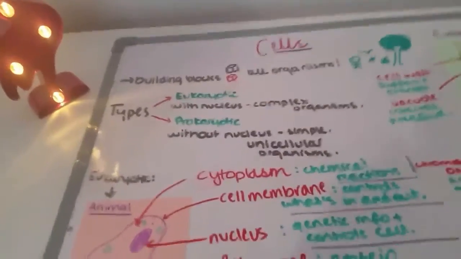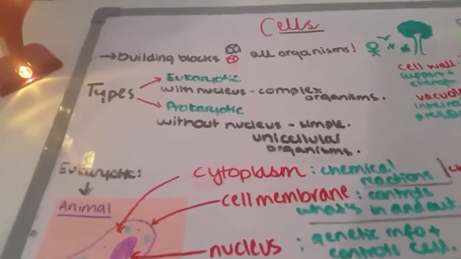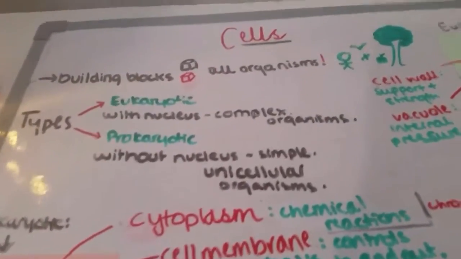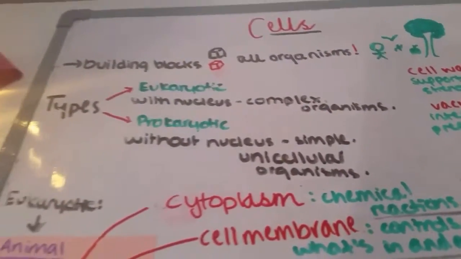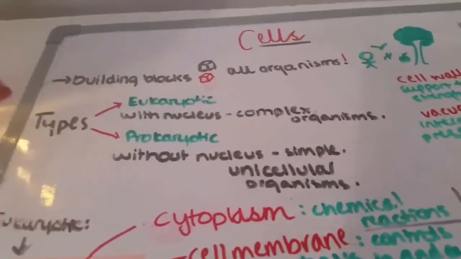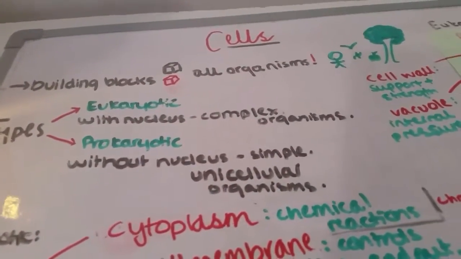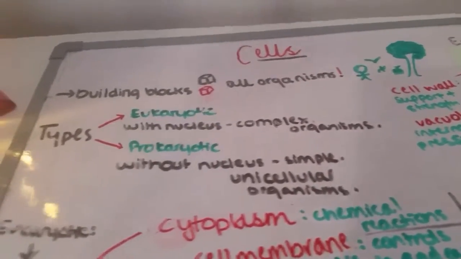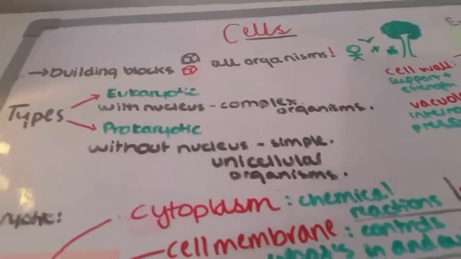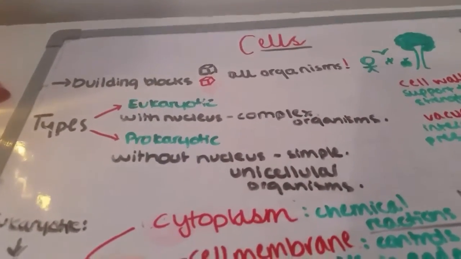So now we're going to talk about the types of cells. Now, there are two different types of cells that you need to know about for GCSE. The first one is eukaryotic cells. Eukaryotic cells are cells with a nucleus. They tend to be very complex in terms of their structure, and they are found in complex organisms, in multicellular organisms. Multicellular organisms are organisms with a lot of cells.